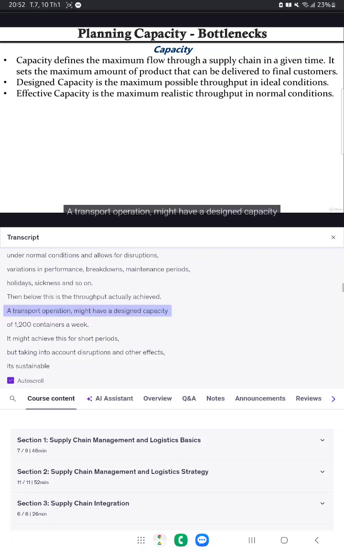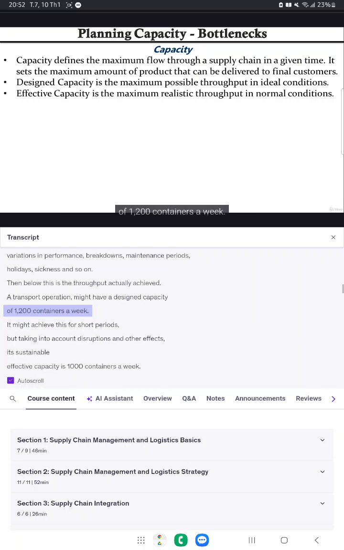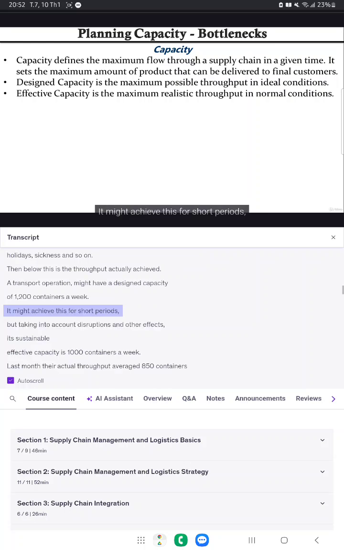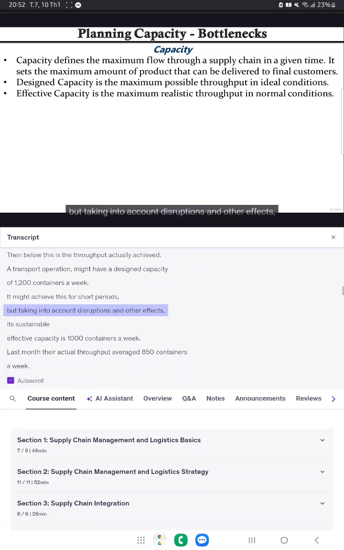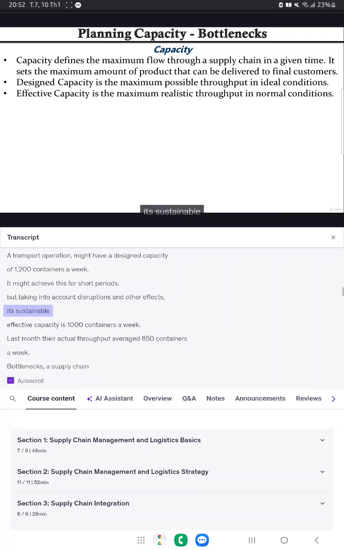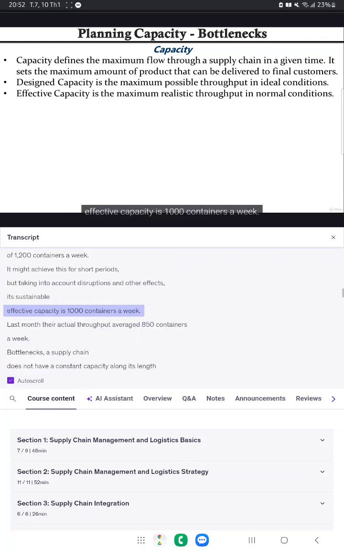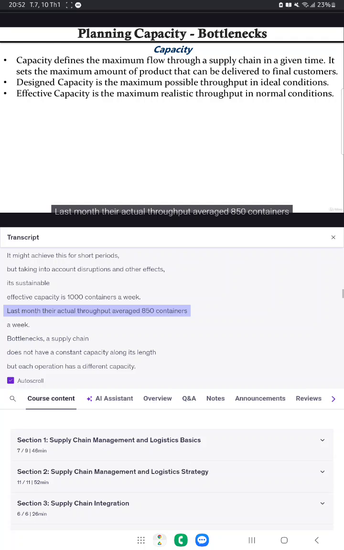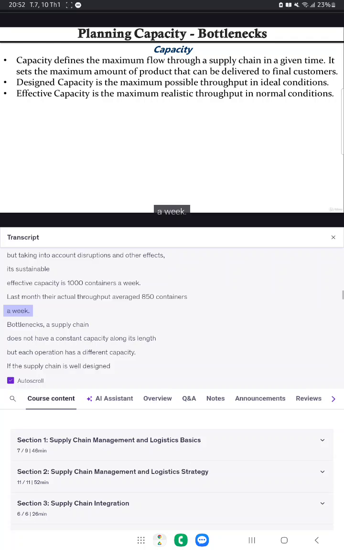A transport operation might have a designed capacity of 1,200 containers a week. It might achieve this for short periods, but taking into account disruptions and other effects, its sustainable effective capacity is 1,000 containers a week. Last month, their actual throughput averaged 850 containers a week.